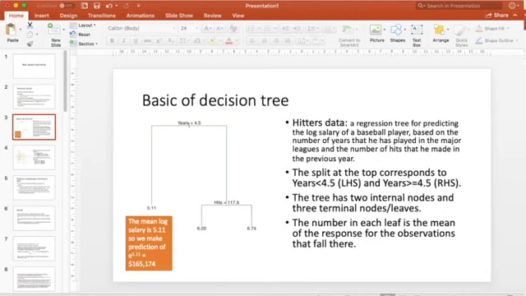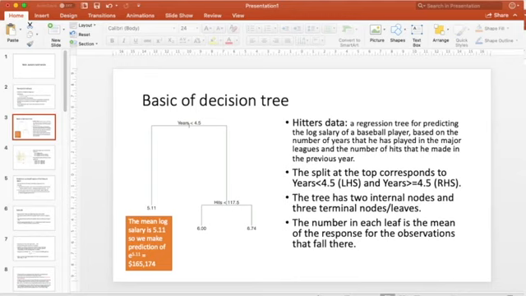This is a very simple one, and for this one we use the Hitters data. If you want to learn more about this data, you can go to the main textbook and read more. Basically this Hitters data contains information on the salary of baseball players. We also have the number of years that he has played in the major leagues, and the number of hits that he made in the previous year. What we are going to try to predict is the salary of this baseball player based on the number of years of experience, how long he has been playing in the major league, and also the number of hits that he made in the previous year.